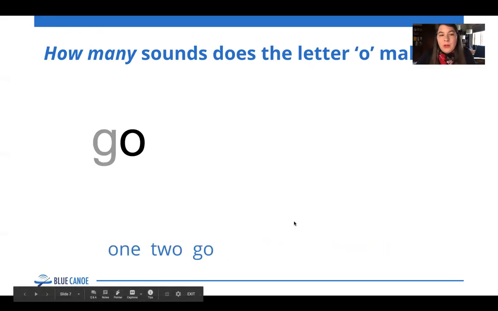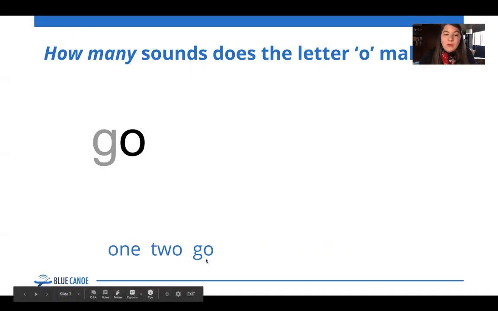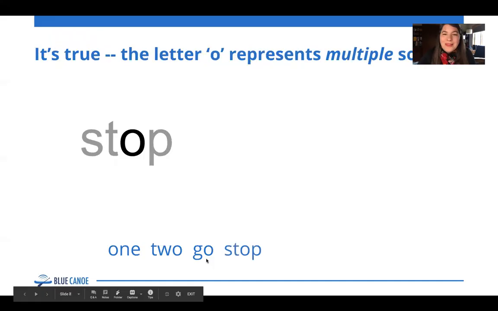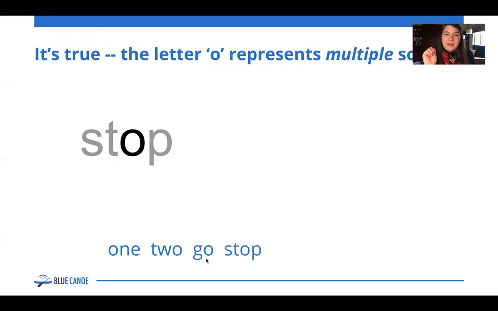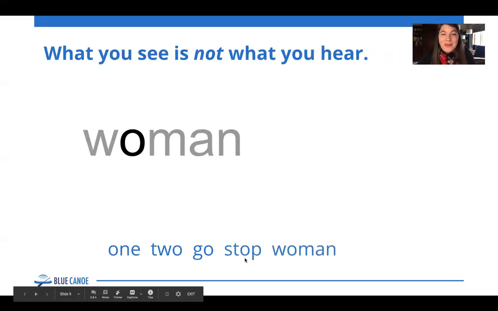How about this word? Go, O. Here, the letter O makes the sound O, go. How about this? Say it. Stop, ah. That's a 4th sound. 1, ooh, 2, O, go, stop. 4 different sounds.